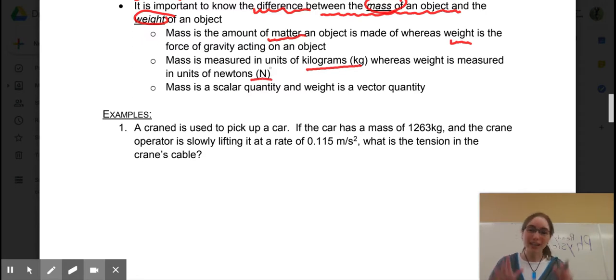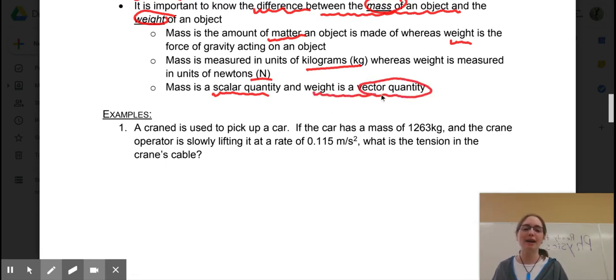If you put kilograms beside weight, I will cry inside. So don't get those units mixed up, please. Mass is a scalar quantity because the number of particles you're made out of is not relevant to direction. And weight is absolutely a vector quantity, and its direction is always going to be down. You don't have to write down the value. Write down.